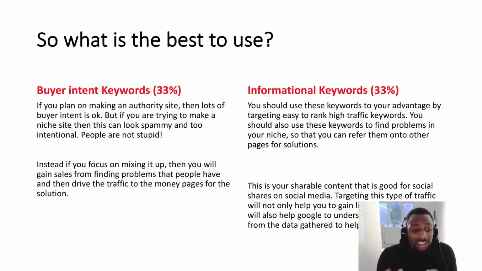Now, what I actually recommend is that you use a mixture of each. So use 33% of your site with buyer intent. Now, I'm not saying go and do this to the T. This is just a rough idea of how you should proportion your site. Okay, if you plan on making an authority site, then lots of buyer intent keywords is okay.